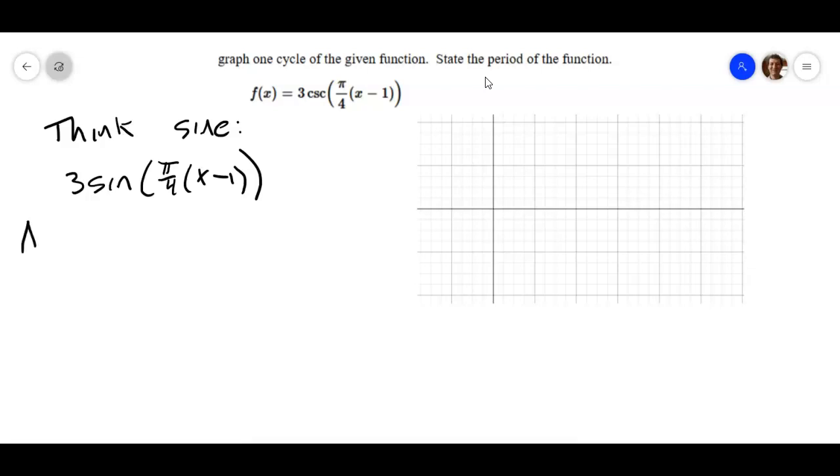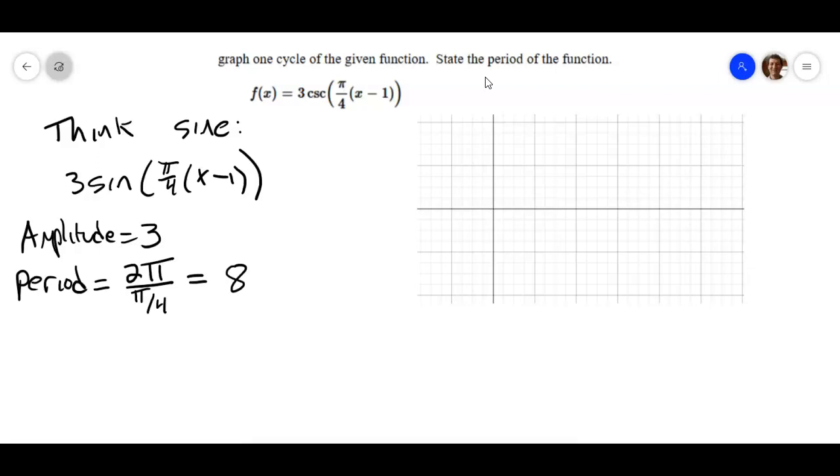So the amplitude is the absolute value of the coefficient of the function, in this case 3. The period is the normal period for a sine wave, which is 2 pi, divided by omega, in this case pi fourths, and if we simplify that we get 8.